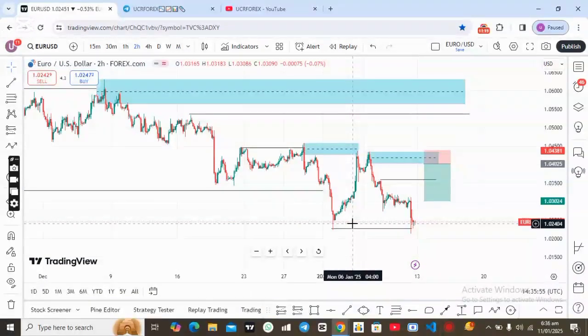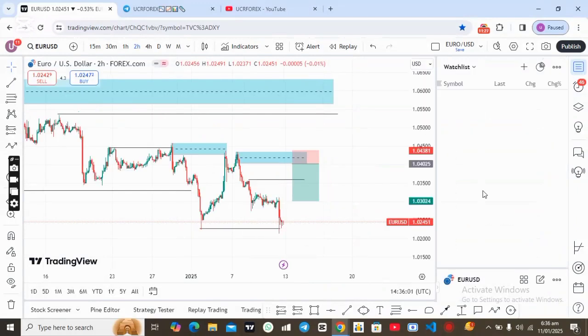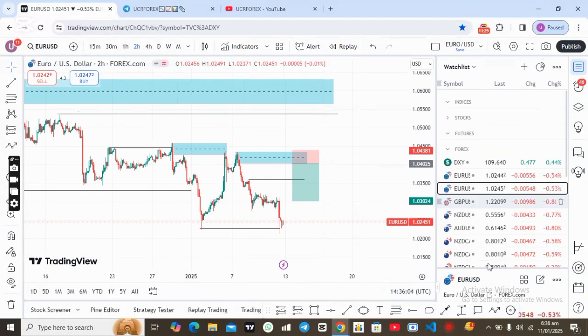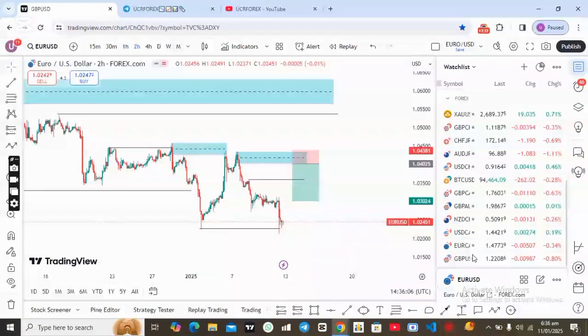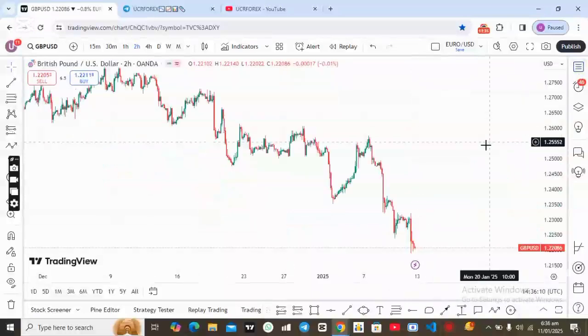So let's look at what will happen ahead of the new week. Let me try GBP/USD before I end the video to see whether I could see the same setup here on GBP/USD, which I expect the same thing. So on GBP/USD now, this is it. Let's plot. Let's look out for GBP/USD.